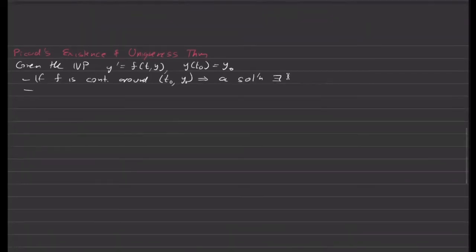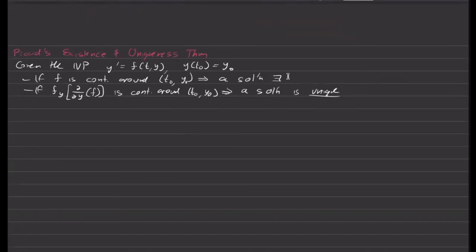Now, if f sub y is continuous, and f sub y is the same as just the partial with respect to y of f of t and y, so if f sub y is continuous around t naught, y naught, then what you can say is that the solution is unique. And again, I think this is better illustrated through the use of an example.